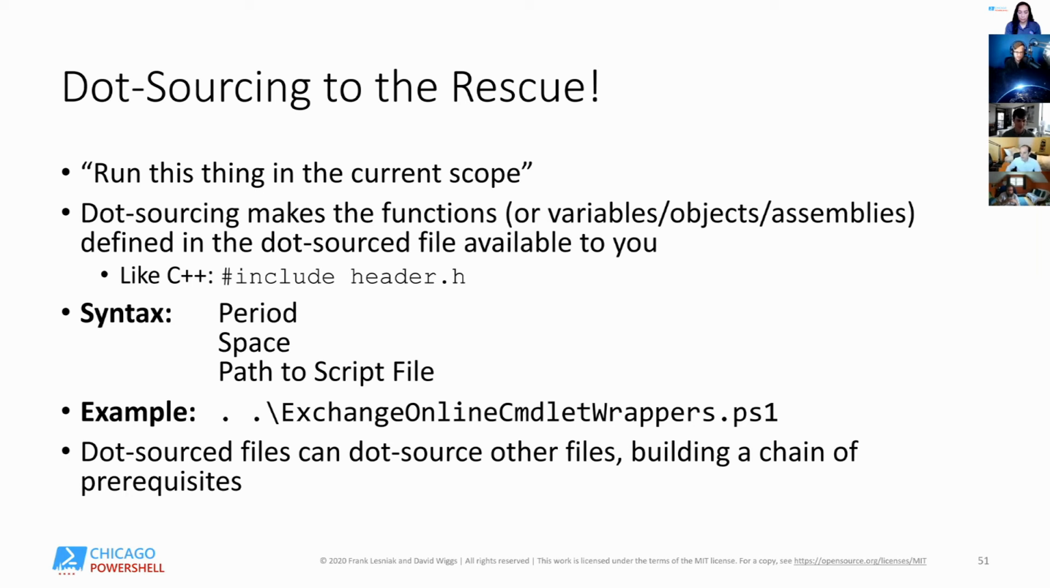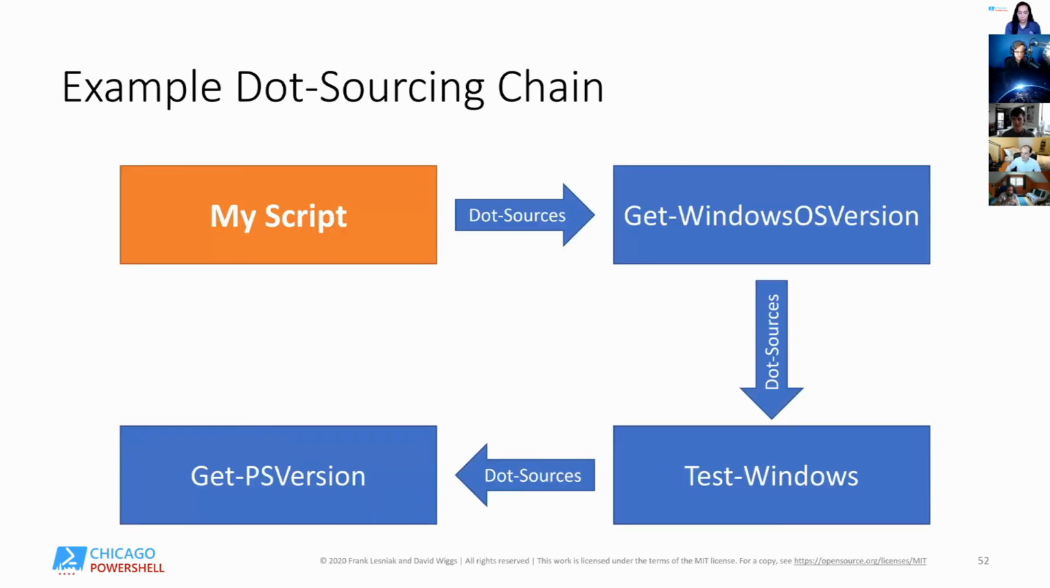Yeah, I think the key thing to note there is that dot source files can dot source other files, which builds this powerful chain of prerequisites. And just a quick example of that is this here. So let's pretend I'm writing a script that needs to programmatically get the Windows OS version. And so I'm going to dot source a Get-WindowsOSVersion.ps1 file that includes this function.